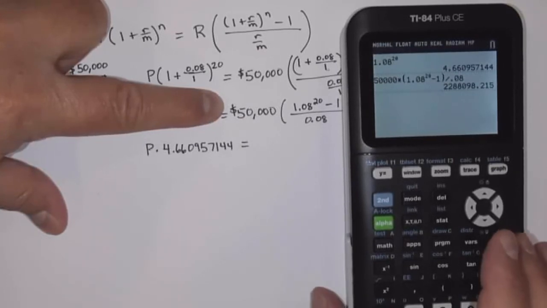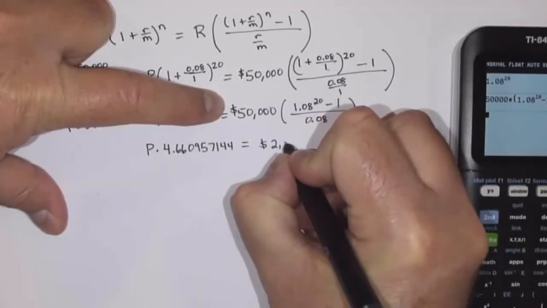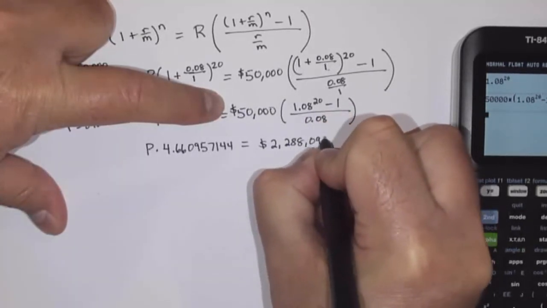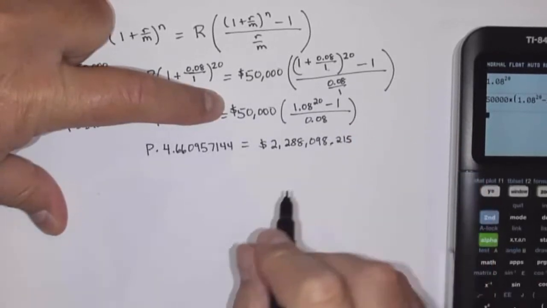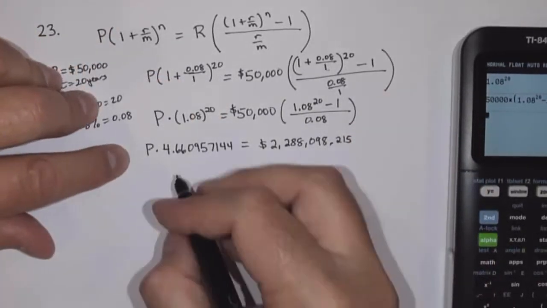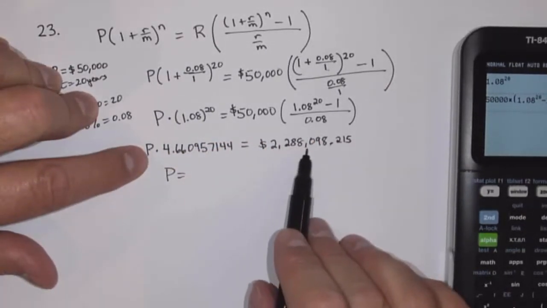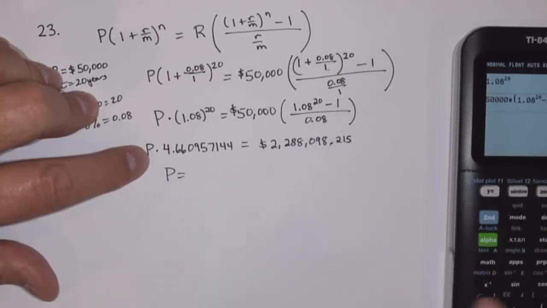And so that is 2,288,098.215. Again, I don't want to round that because I don't want rounding to cause a problem. So the present value is going to equal this 2,288,000 blah blah blah divided by this 4.66 and so on.